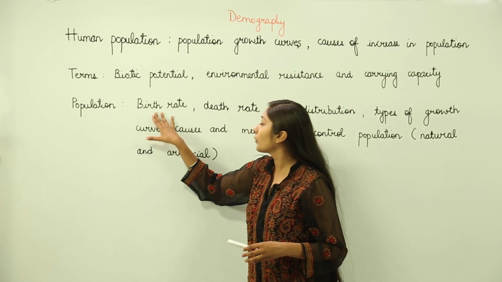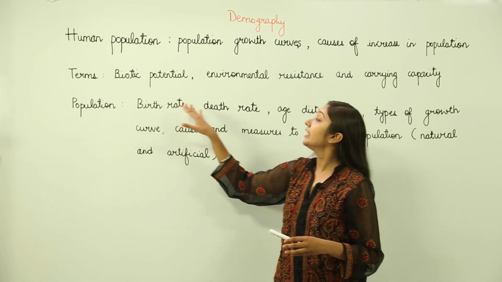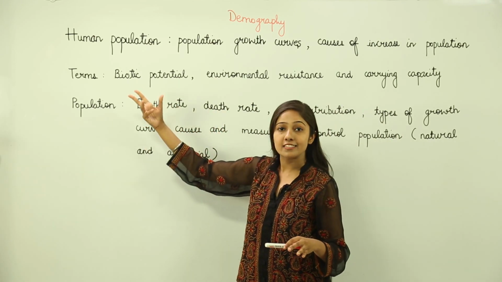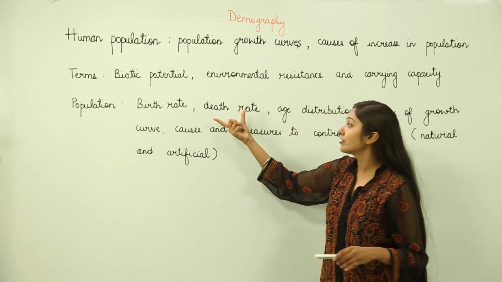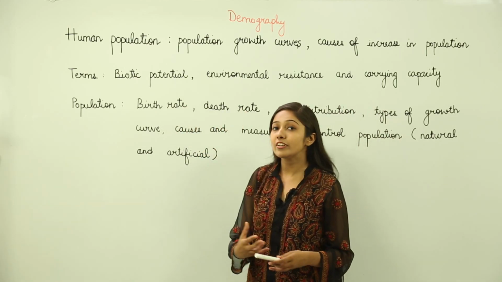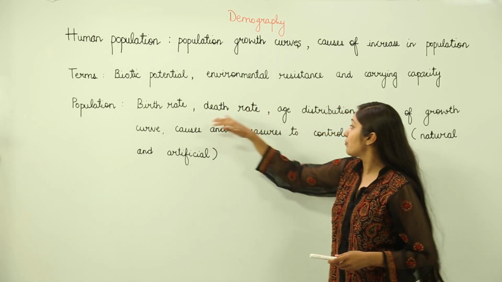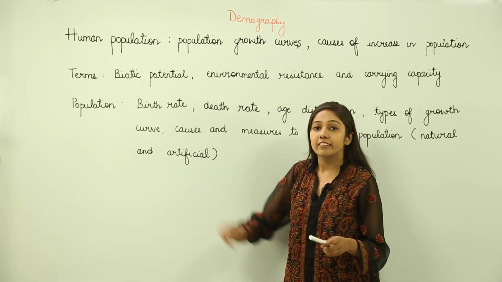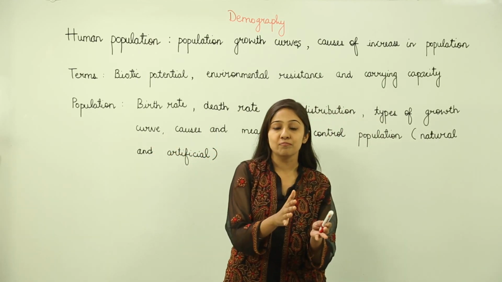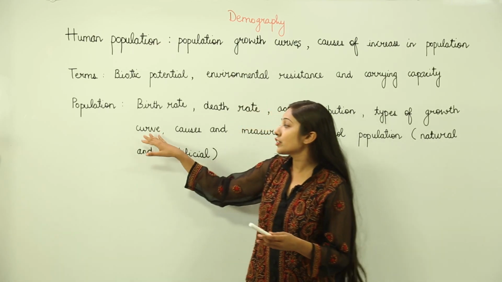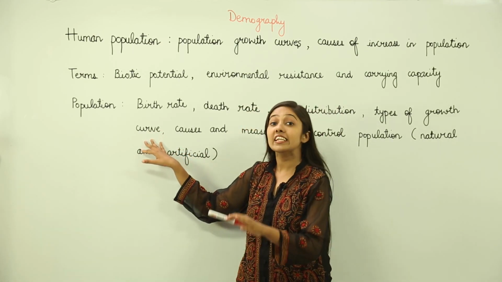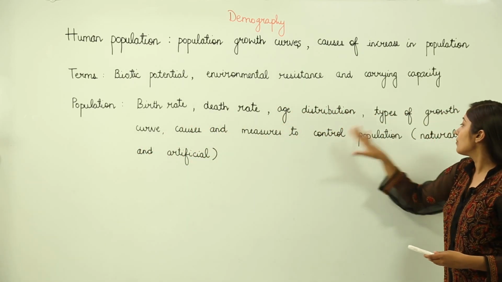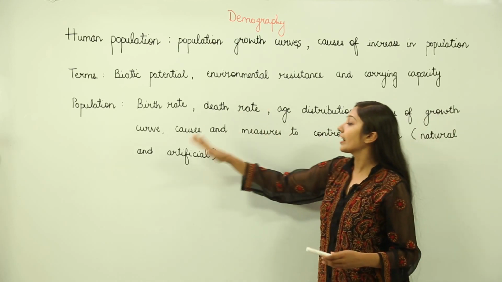We will also study the birth rate and death rate. They have an important part to play in population increase, because the number of births and the number of deaths are going to influence the number of individuals in a population, right? So they are very important. Then we will study the age distribution and types of growth curve. As I told you earlier, we will study two types of growth curves, the J-shaped, that is an exponential growth curve, and the S-shaped curve, that is a sigmoid growth curve, in greater detail. Then we will study the causes and measures to control population, natural measures and artificial measures also.